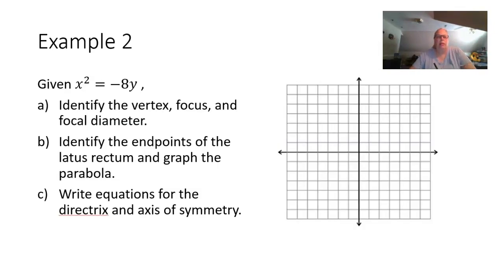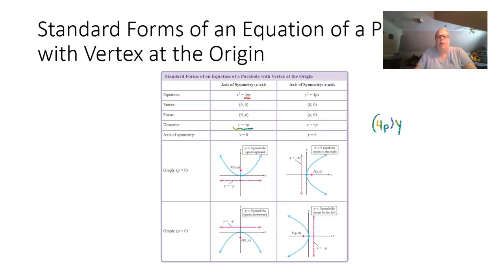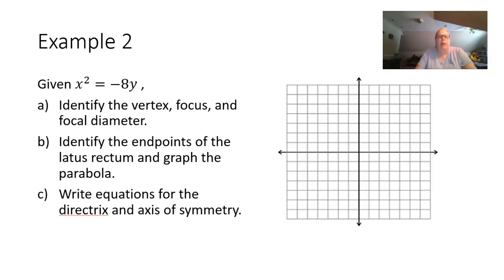Example 2, given x squared is equal to negative 8y. Part A, identify the vertex, focus, and focal diameter. Part B, identify the endpoints of the latus rectum and graph the parabola. And Part C, write equations for the directrix and the axis of symmetry. All right, x squared is equal to negative 8y. First of all, we know that this one is going to be opening up or down, just because the x is our squared term and the y is our linear term. In fact, this one is going to be opening down, and we know that because of the negative sign right here.